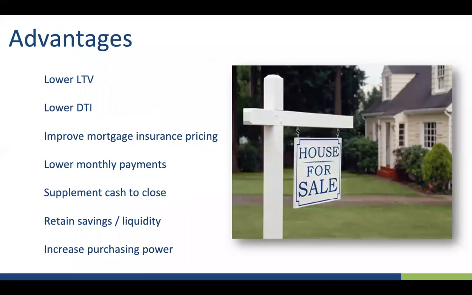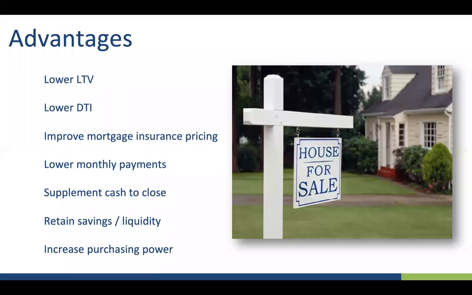Now, what are the advantages of a down payment assistance program? Obviously, lower LTV. That's the most obvious, right? Bigger down payment, lower the loan to value. But let's think about what that causes. What are the things that happen because of a lower LTV? Lower debt to income ratios, right? If you've got the same income and you lower the LTV more, you're lowering those qualifying ratios for that buyer.